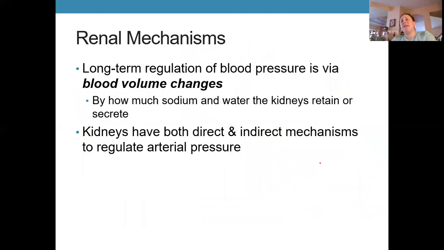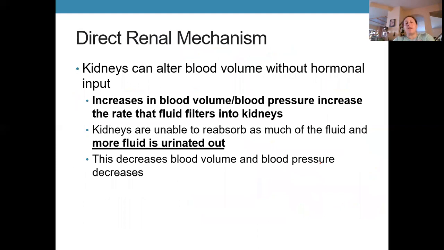So I said that the kidneys are in charge of long-term regulation, in part because they're the ones doing all the work when some of those hormones are responding to blood volume changes. But they can do it in a couple of different ways as well. So there are direct renal mechanisms whereby the kidneys themselves are affected by changes in blood pressure and reflexively act to bring it all back to homeostasis.